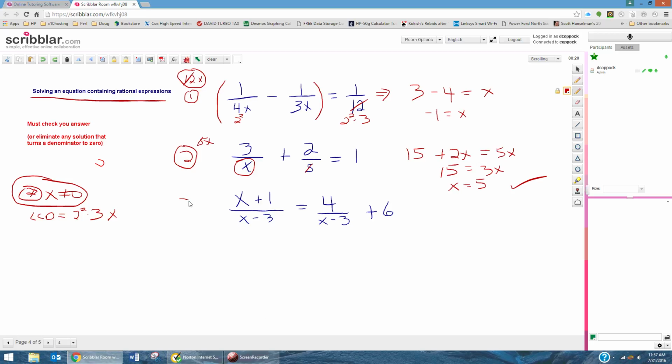Now for number 3, what's the LCD? Well, it's x minus 3. That's one factor that must appear in the LCD. And another x minus 3. That's the LCD. Okay? This is understood to have a 1 in the denominator. So I need to multiply every term by x minus 3 in order to clear the equation of fractions.